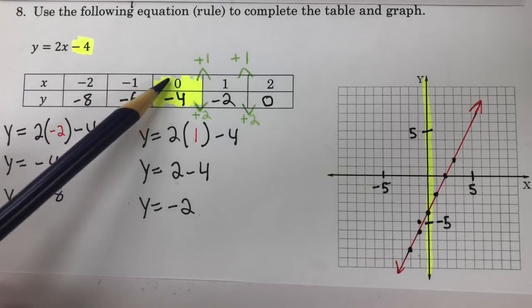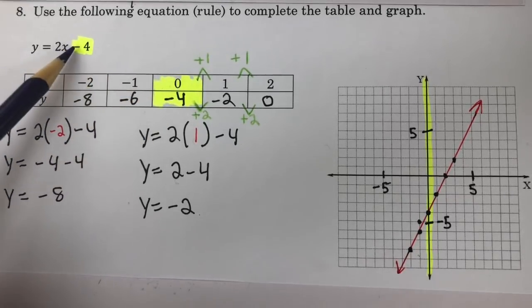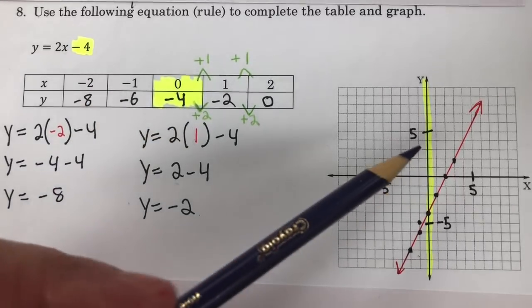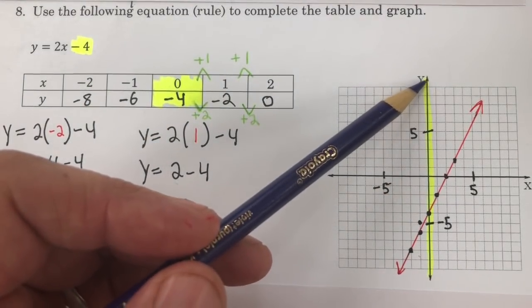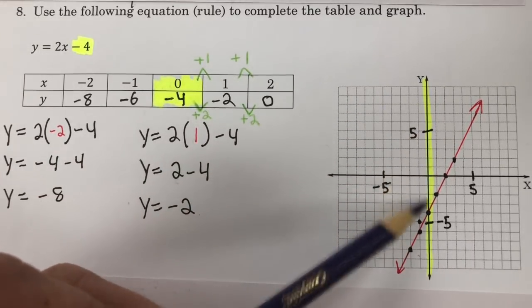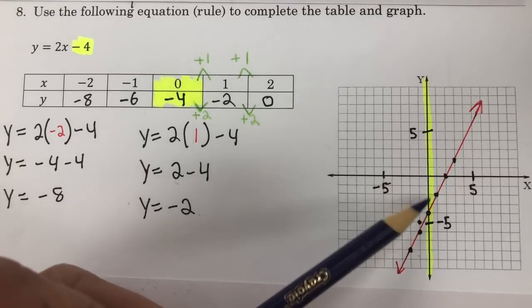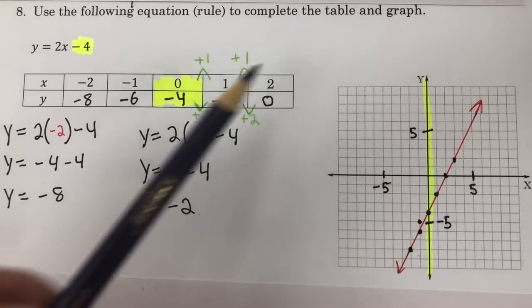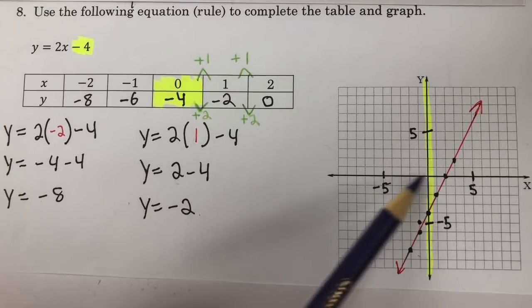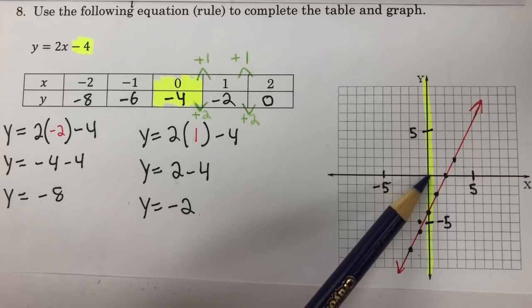This is the easiest one to be able to put into your table because x is 0. This is what you're to put in, negative 4. And that is also where it is plotted on the y-axis. It's called your y-intercept because it will be plotted on the y-axis. When x is 0, we're not going anywhere on the x-axis, we're staying at the origin, and we're going to go negative 4 on the y-axis. And that would be down.